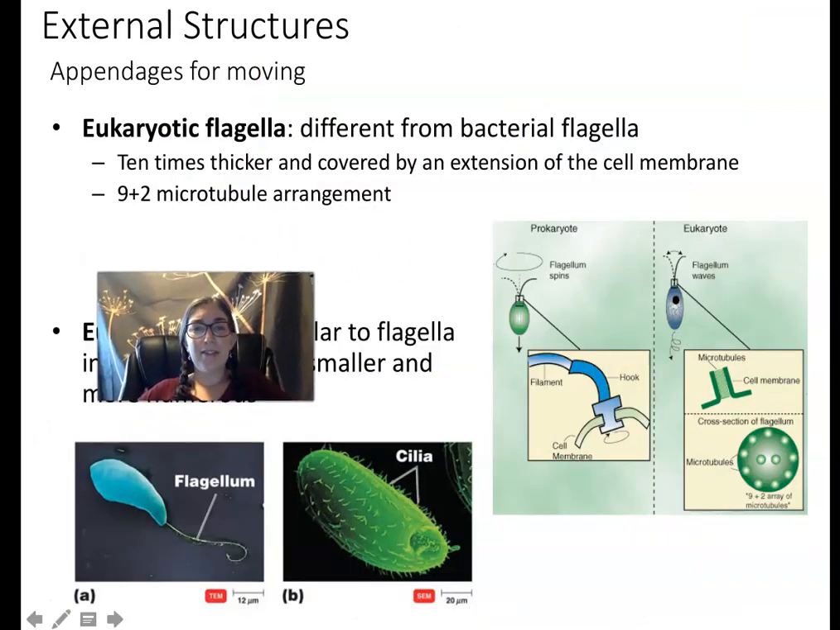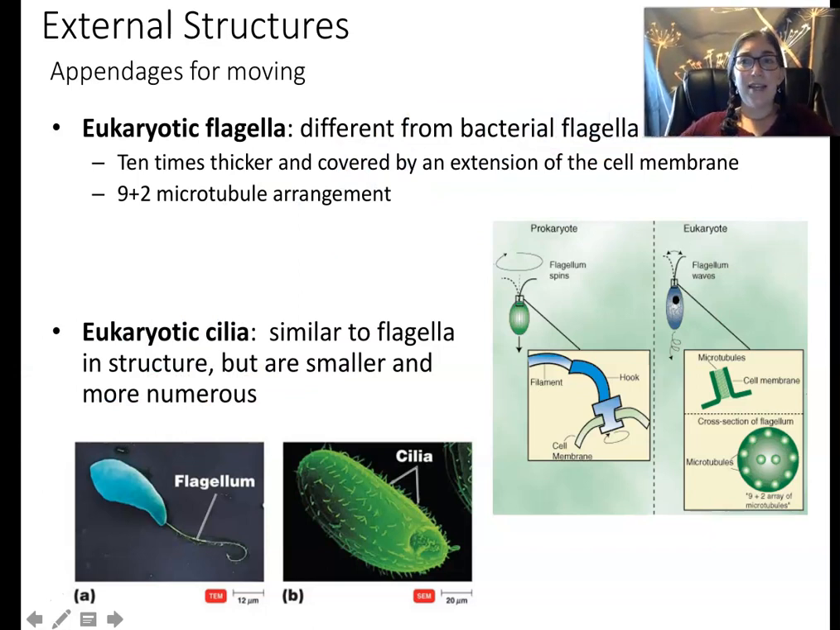So, starting with external structures, we'll start with the flagella and cilia. These are structures that are used for movement, for motility. We're well aware of flagella. It's like a tail. In bacteria, prokaryotes, we said that the flagella spins around like a propeller. Not in eukaryotes. In eukaryotes, the flagella waves. It moves back and forth, back and forth. So there's a different mechanism of motion, and that's because of the different structure. Also the filament itself that makes up the flagella, the tail, is made of a different material.